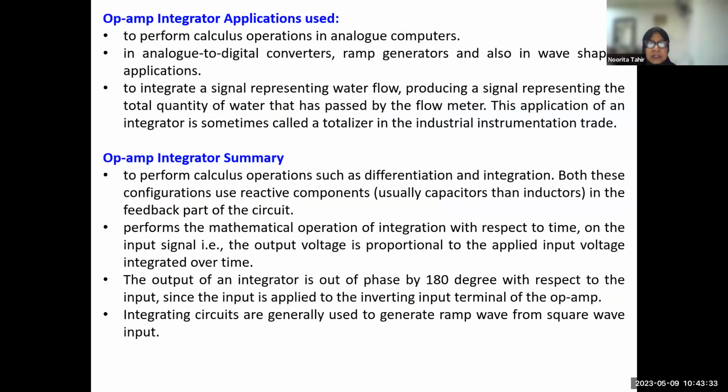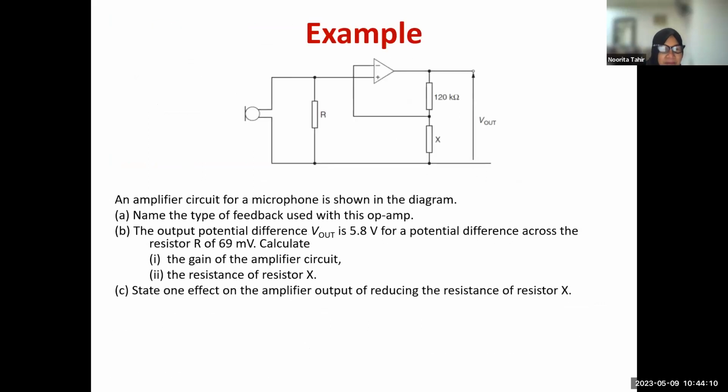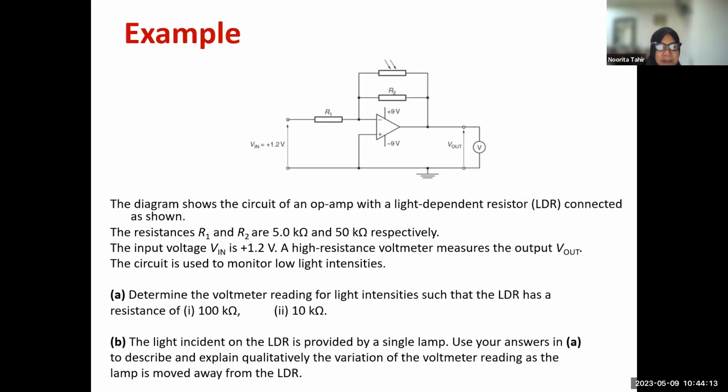So where do we actually use an integrator? In ADCs, in ramp generators, for wave shaping applications, or maybe when you integrate a signal that represents water flow in industrial instrumentation. The summary is there for you to go through. Okay, we will have one more example here. You can try, this is actually very simple. How many examples do I have? Okay, I have 2 examples. You can try this.